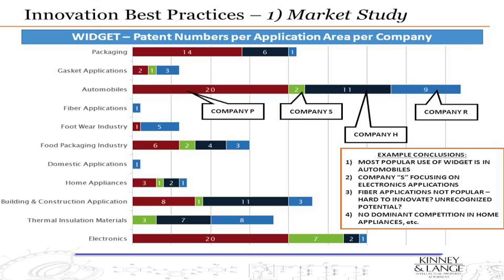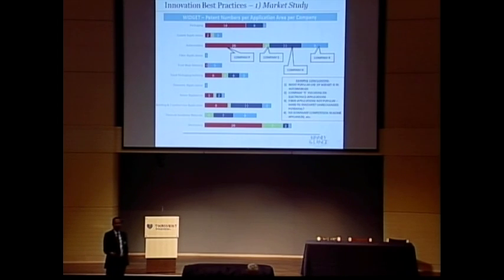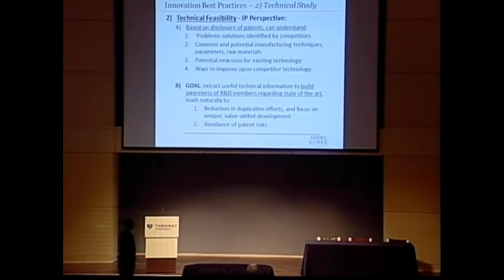Fiber optic applications, only one patent, not popular. Does this mean it's hard to innovate there? Or has no one recognized the value there? Maybe we should investigate that. So these are all things we can start deducing from publicly available information.